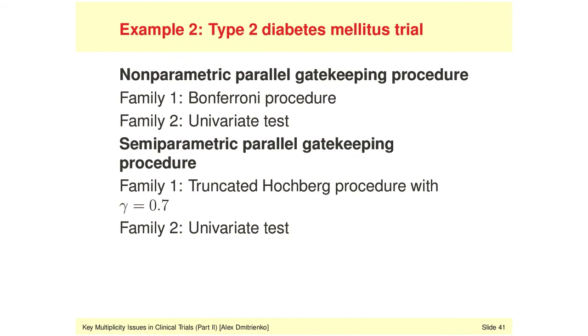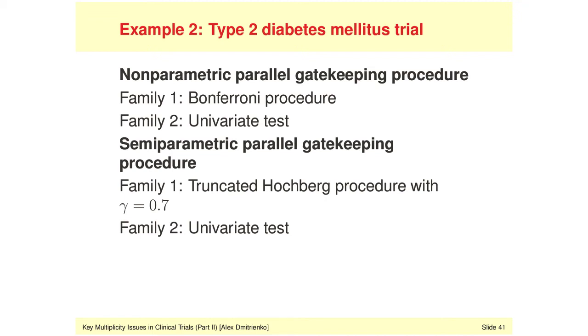The parallel gatekeeping procedures that will be compared as part of this numeric example are defined on this slide, beginning with the nonparametric parallel gatekeeping procedure. As we have discussed before, we're going to apply the basic Bonferroni procedure within the primary family, and it will be followed by a univariate test in the secondary family, because that family, of course, includes a single null hypothesis.